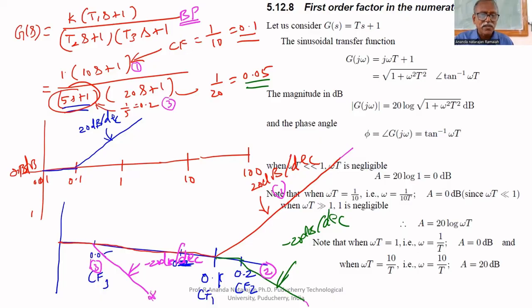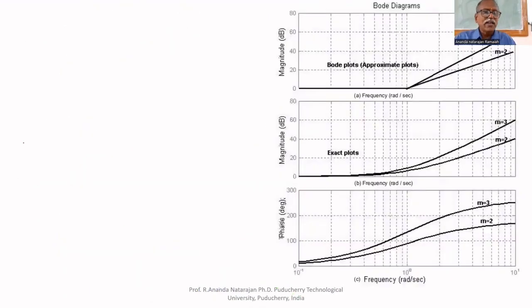I said it goes up to infinity. This factor is there. What is that? Third factor. The third factor corner frequency is 0.05. So after 0.05, this factor is always there. Up to 0.05, it is 0. Therefore, we can draw like this. So this is 0.05, the corner frequency 3.